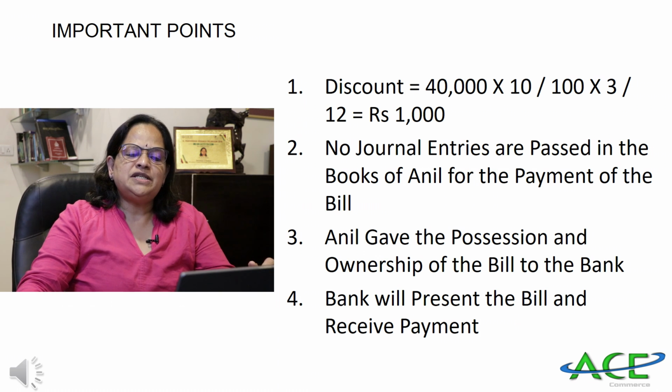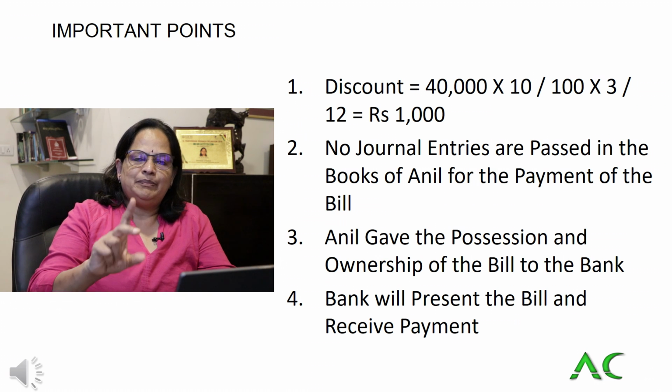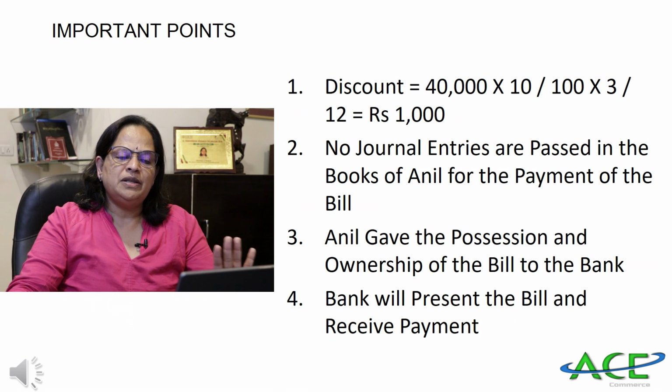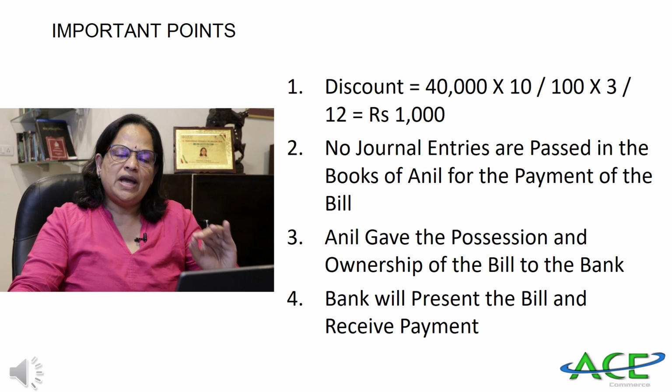So no journal entries are passed in the books of Anil for the payment of the bill, because now it is between the bank and Anish. So it is not recorded in the books of Anil. Now, Anil gave the possession and ownership of the bill to the bank. So Anil is giving it to the bank.